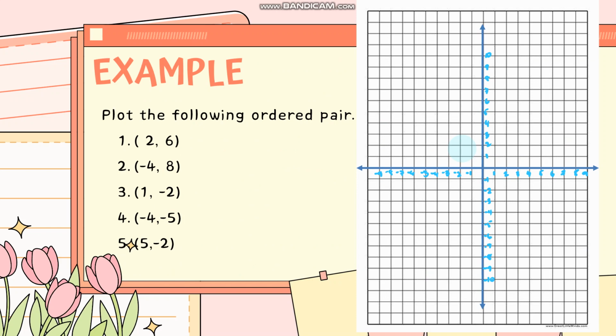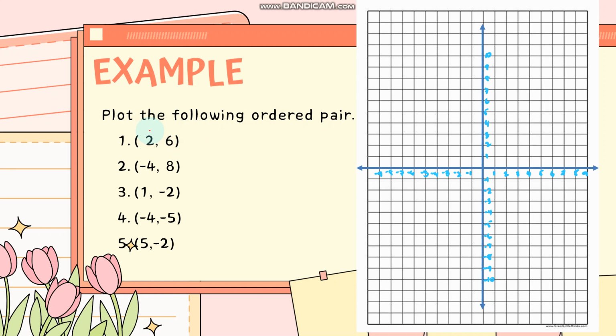So, let's have an example. We are going to plot the following ordered pairs: 2 and 6, negative 4 and 8, 1 and negative 2, negative 4 and negative 5, 5 and negative 2. And then, we are going to identify what quadrant each ordered pair is in. First, we have to make a Cartesian coordinate plane, which has the x-axis and the y-axis.